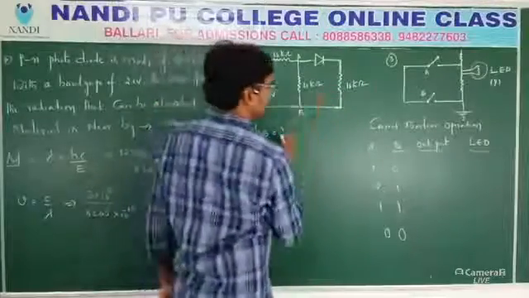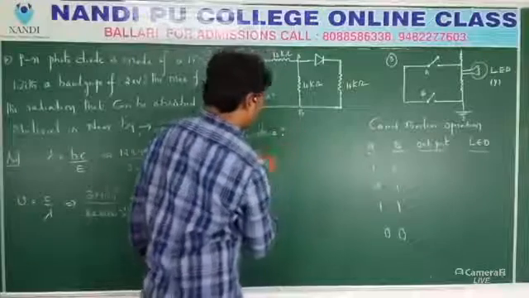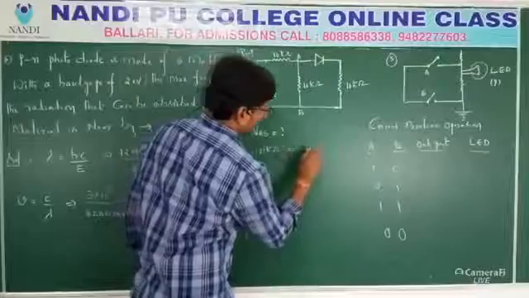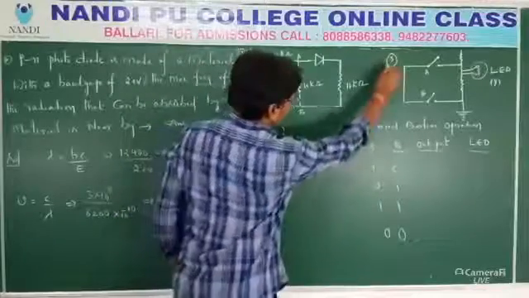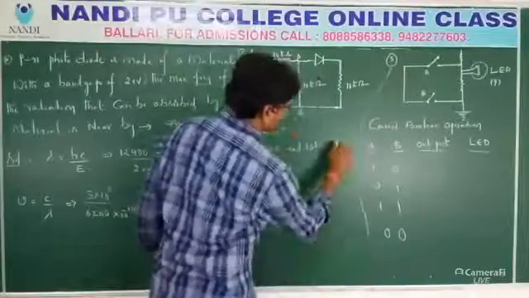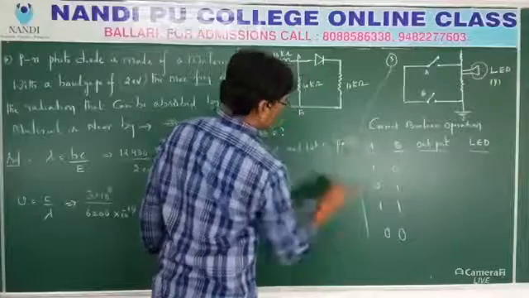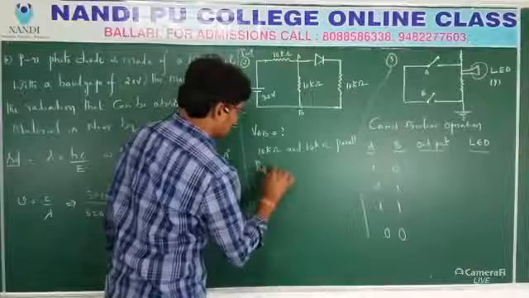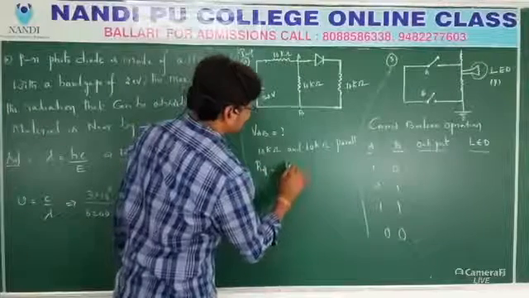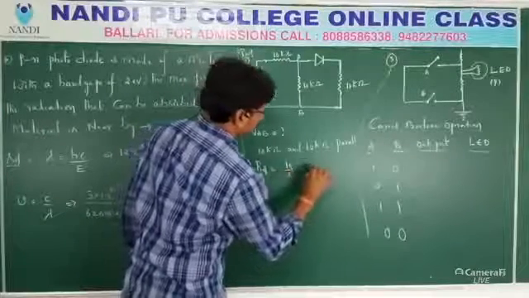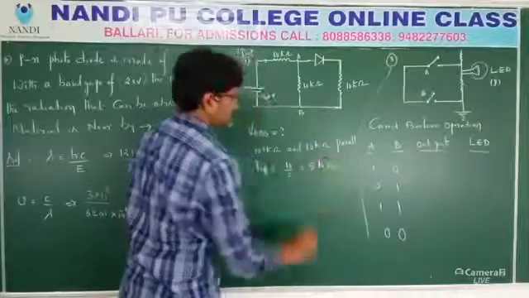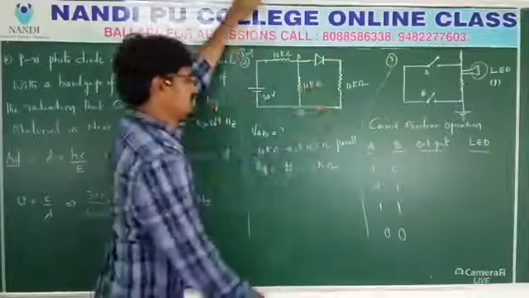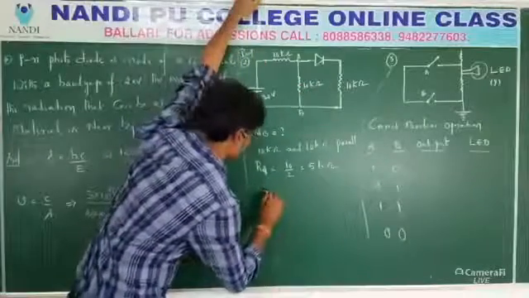So these two are in parallel. What parallel? 10 kilo ohm and 10 kilo ohm in parallel. So what will happen? The effective resistance R effective is equal to 10 by 2, that is equal to 5 kilo ohm. Now these two effectively give 5. Now I will redraw the circuit.